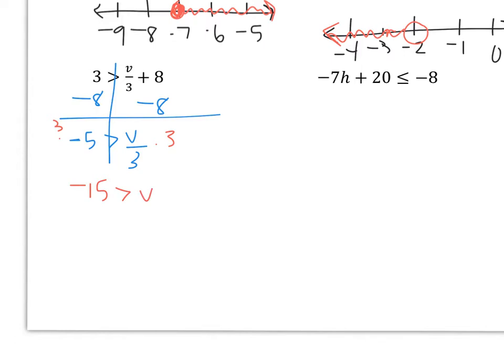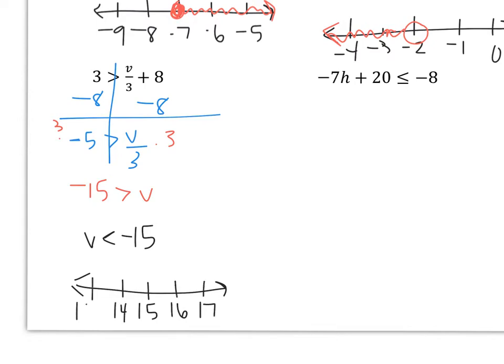Now it's proper to write our variable first. So if I flip these two items or terms around, I get v is less than negative 15. So got to still make sure your sign's pointing the correct way, but you simply flip the variable and the number. And then if we graph this, 15, 16, 17, 14, and 13.